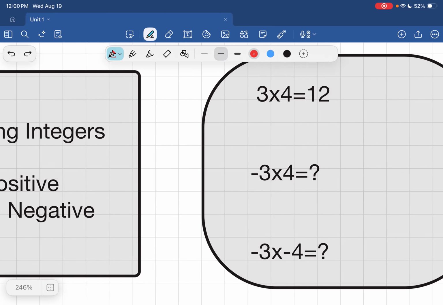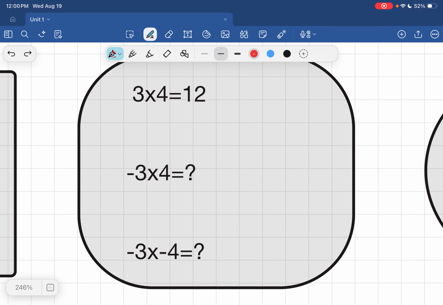Let's start with something you already know. 3 times 4 is 12. Now let's change one of the numbers to negative. What do you think happens to the sign of the answer? So negative 3 times 4 equals negative 12. A negative times a positive gives us a negative answer.